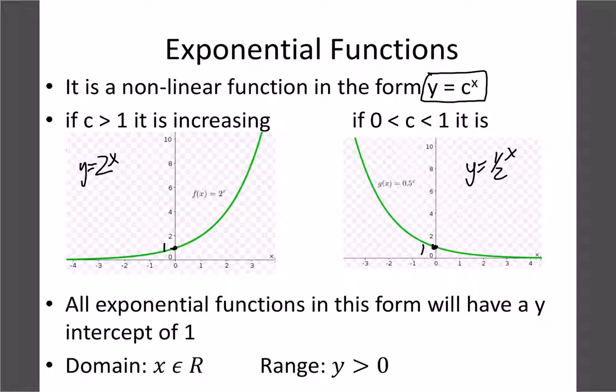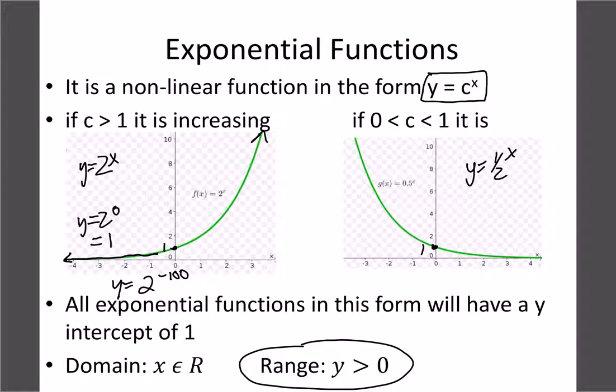The reason for that is, if x equals 0, we'd have y equals 2^0, and anything to the 0 is always 1. So we always get a y-intercept of 1. We also see that our domain is any value, because the x direction goes on and on forever in both directions, but y will never equal 0. If you put in something like y equals 2^(-100), you would just get 0.000. The graph gets really, really close to the x-axis, but it'll never touch, so our range is always going to be bigger than 0.